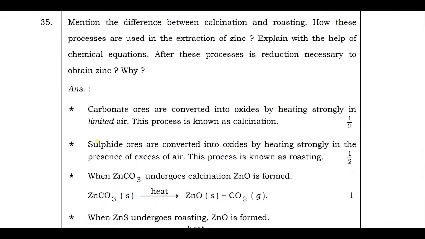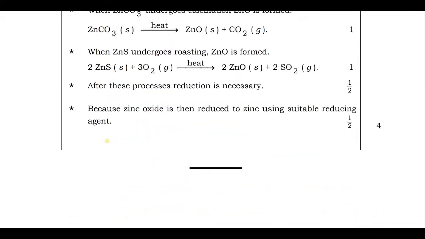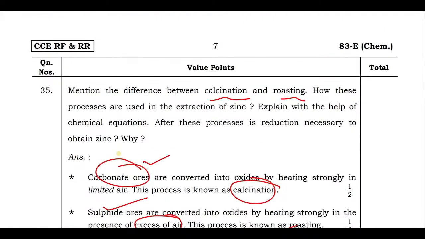Next important question, mention the difference between calcination and roasting. What is calcination? Heating the carbonate ores in the presence of a limited supply of air is called calcination. In excess of air is called roasting. In roasting, sulfide ores are used. Calcination is done for carbonate ores. Next question we can discuss later.